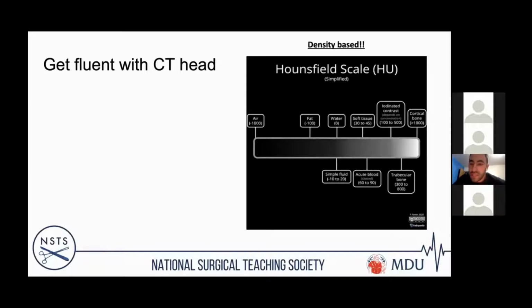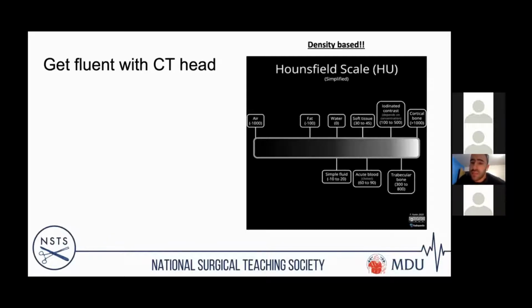CT heads are density based. It's the same principle as an X-ray, X-ray beams being fired through something and then obviously being absorbed by very dense materials. And this Hounsfield scale is basically a scale that was designed to standardize the densities of materials, with water being 0.